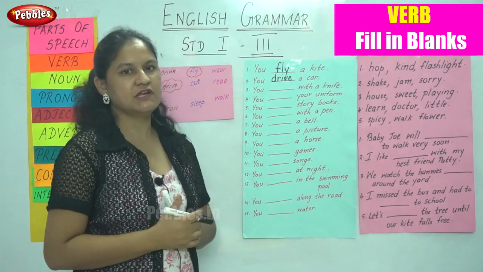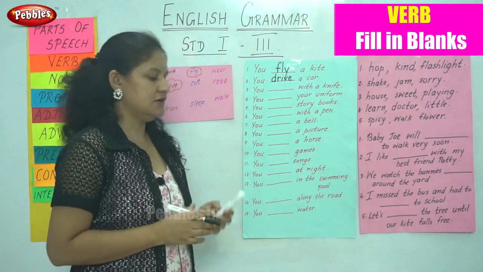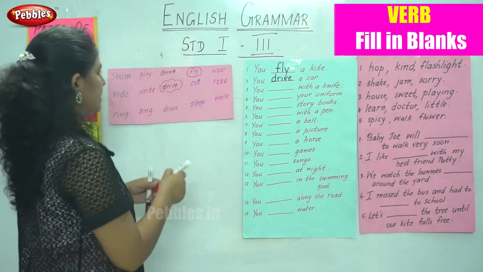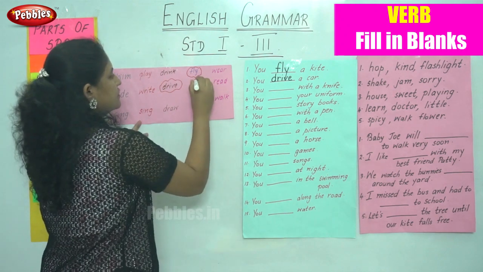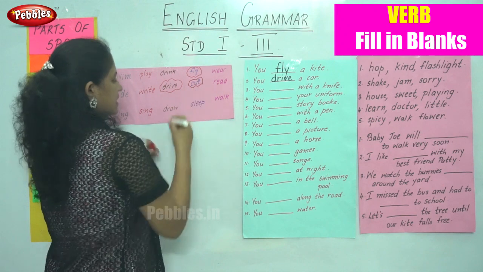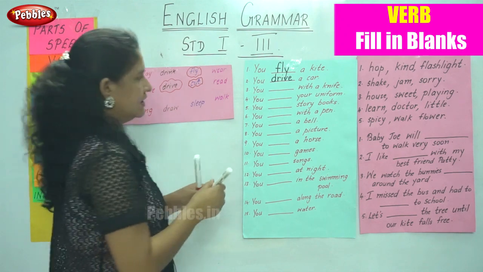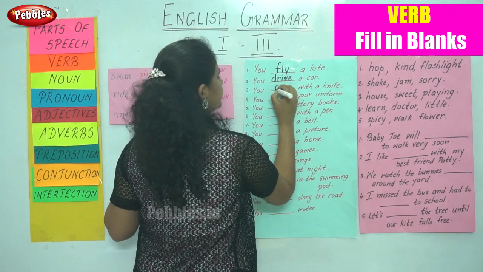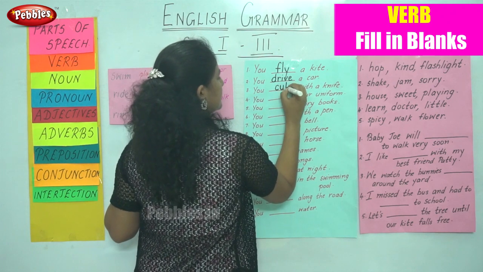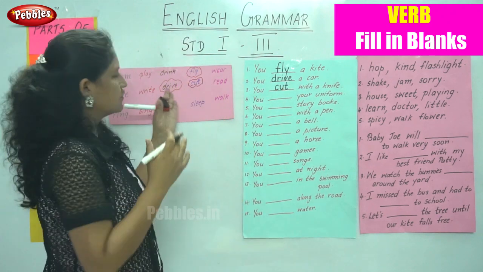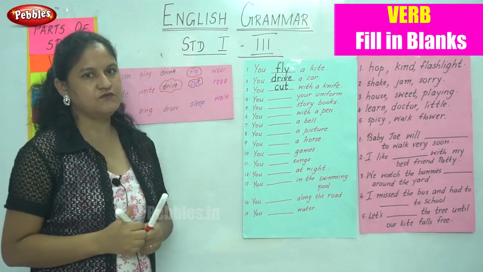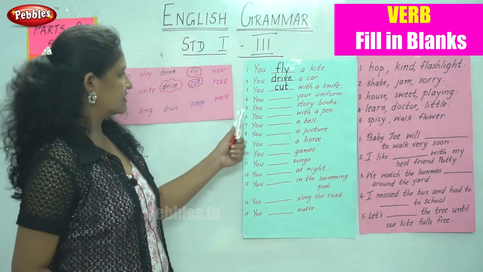You drive a car. The next sentence, you dash with a knife. So what do you do with a knife? You normally cut with a knife. So we find the word cut over here. So you cut with a knife. So I'm going to write the word cut. I am marking these verbs so that we won't get confused.